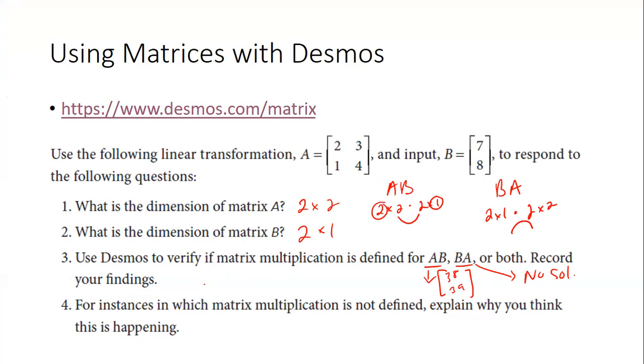Okay, and why is it undefined? Well, we already know. It's because the number of rows and number of columns being multiplied in that situation does not match up, right? All right, are you ready to do your own Desmos?